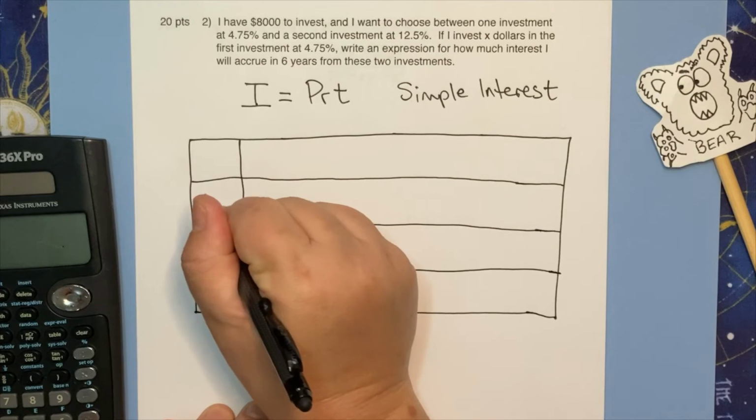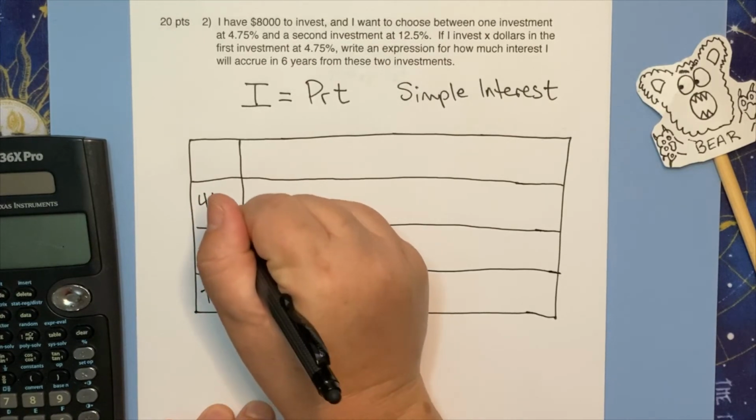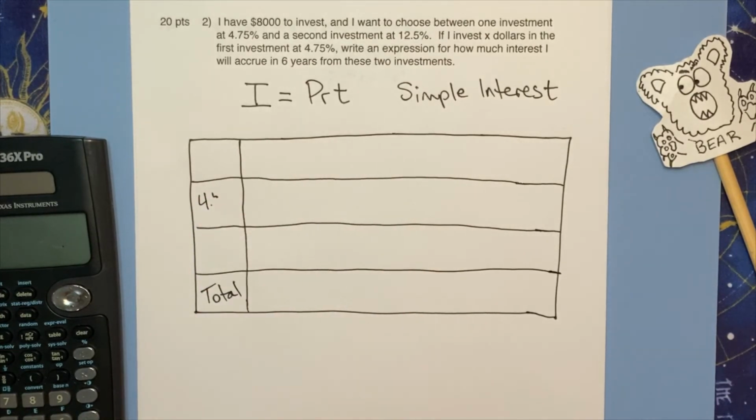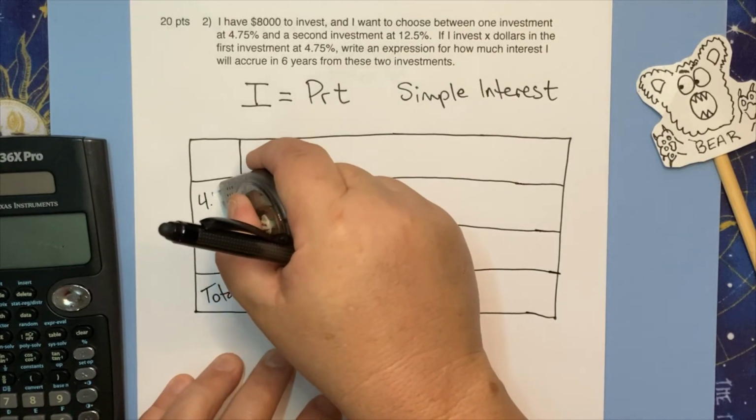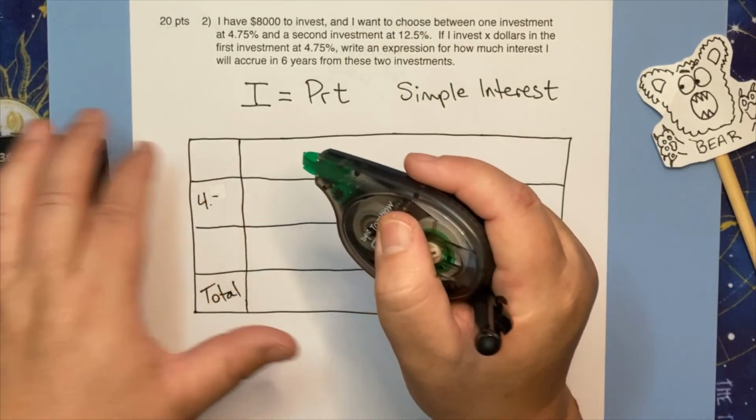So this is going to be the 4.75? Oof. What? Look over there. Is that a pterodactyl? Oh my goodness. How'd that get in?